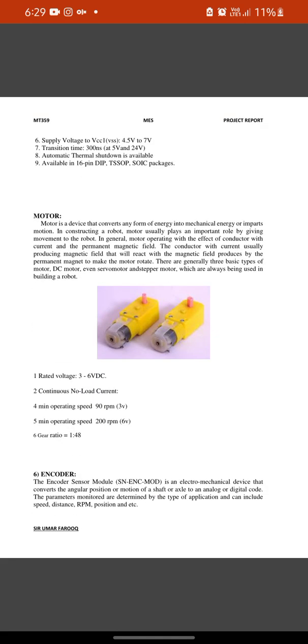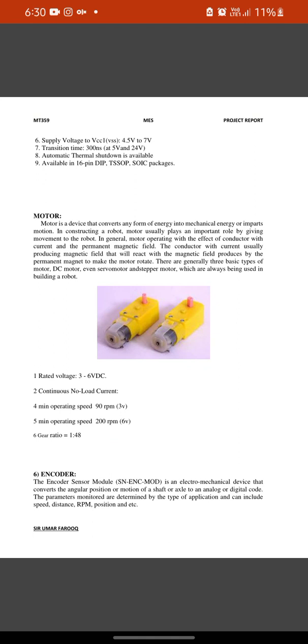The motors we used were 2 DC motors which contain some gear trains. These motors were driven through our L298 motor driver module. A conductor with current usually produces a magnetic field that will react with the magnetic field produced by a permanent magnet to make the motor rotate. It works on a basic magnetic field effect. Rated voltage is 3 to 6 volts DC. Minimum operating speed is 90 rpm at 3 volts and 200 rpm at 6 volts. The gear ratio is 1:48.